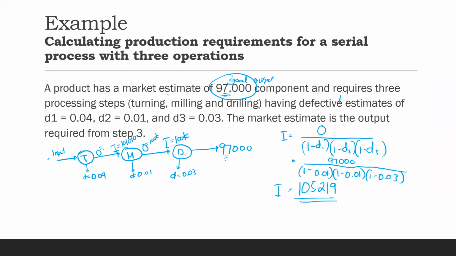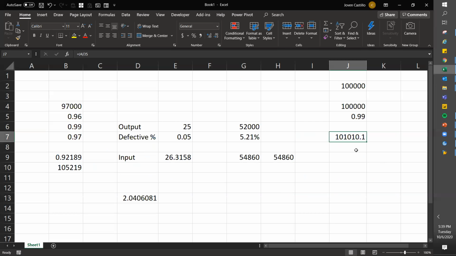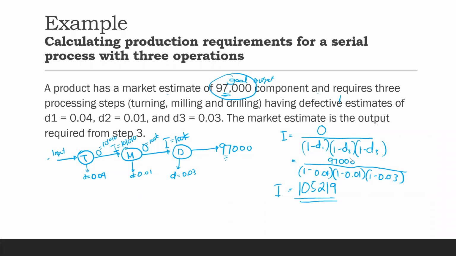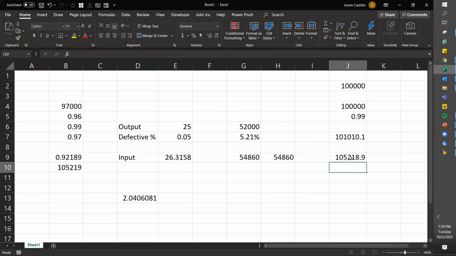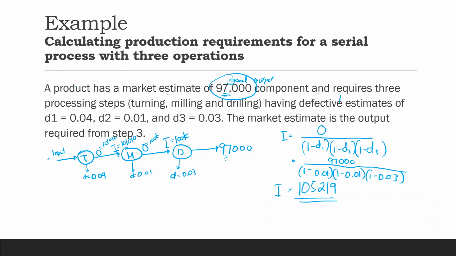Ngayon, yung output dito ay equal din dun sa input dun. May 4%. Anong input? Dapat the same. Di siya dito, 105 to 19. So, tingnan natin. Equal divided by 1 minus 0.04. Ayun, the same naman. 105 to 19.